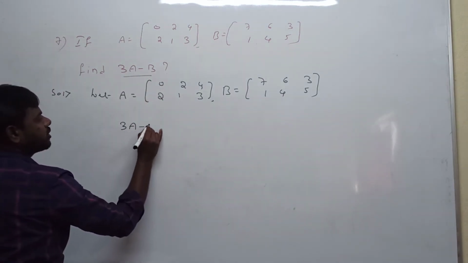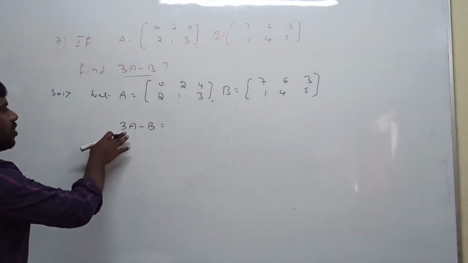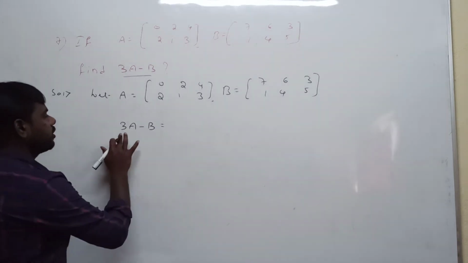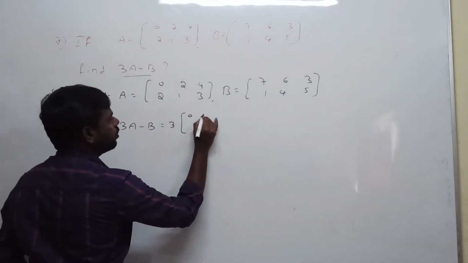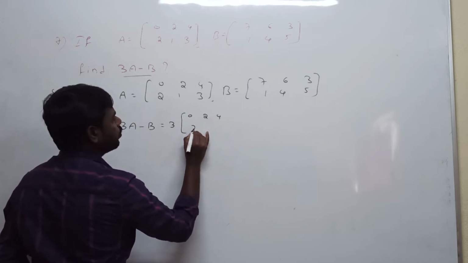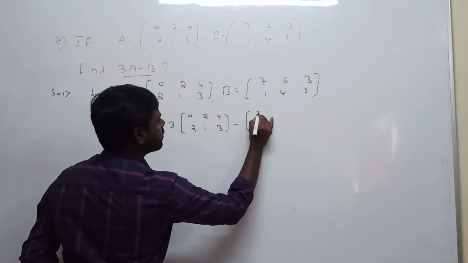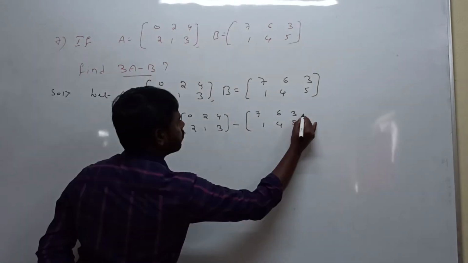3A minus B is equal to, we are substituting directly. We could calculate the 3A matrix separately and then subtract, but I am doing it directly. 3A minus B means 3 into the A matrix, 0, 2, 4, 2, 1, 3, minus the B matrix, 7, 6, 3, 1, 4, 5.